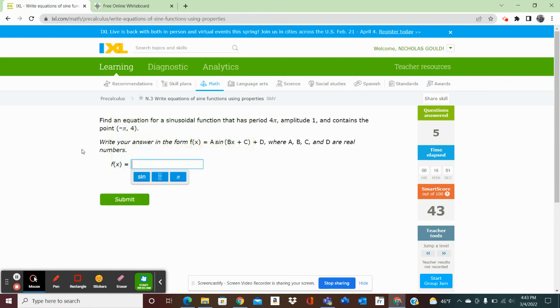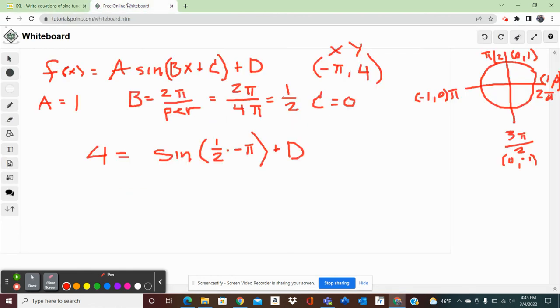All right. Let's do one more just to keep it even. And since we have a period of 4 pi, we'll end up with a different type of problem. What we have in this question is a period of 4 pi, amplitude of 1, and it contains the point negative pi comma 4. As we write down our information, our A is 1, our B is 1/2, because we had 2 pi divided by the period of 4 pi, which gives us 1/2. And then our x and our y is negative pi comma 4.